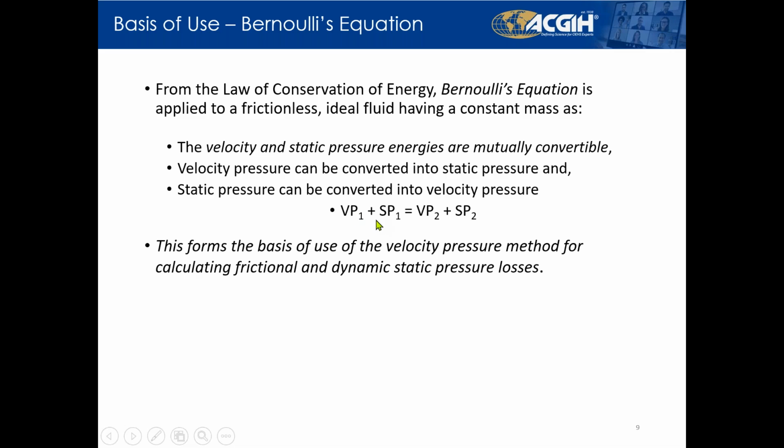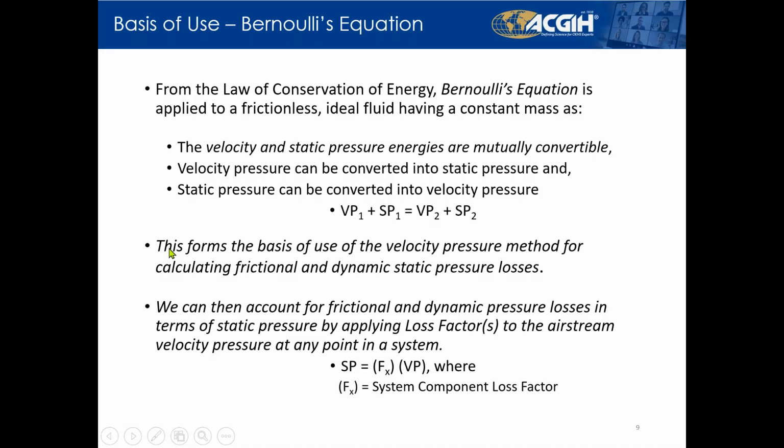We can also see it because we know that if at any point in the system our static pressure increases, our flow rate decreases. And the reason for that is that the increase in static pressure comes from a decrease in velocity pressure. And as our velocity pressure is diminished, our velocity decreases and therefore our flow rate decreases. So this forms a basis of use of the velocity pressure method for calculating frictional and dynamic static pressure losses.